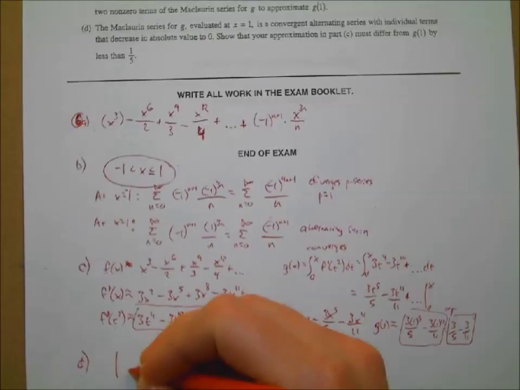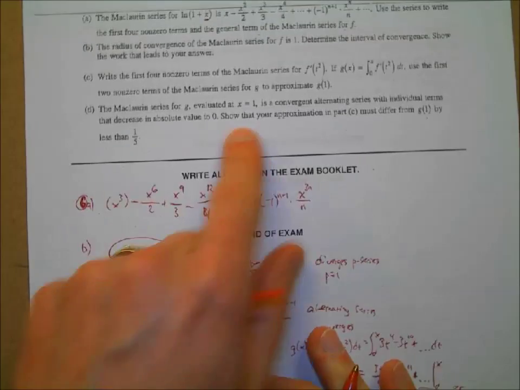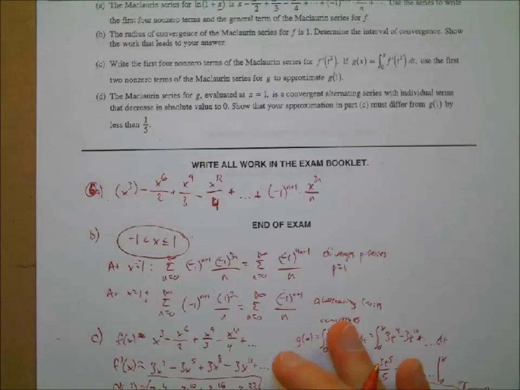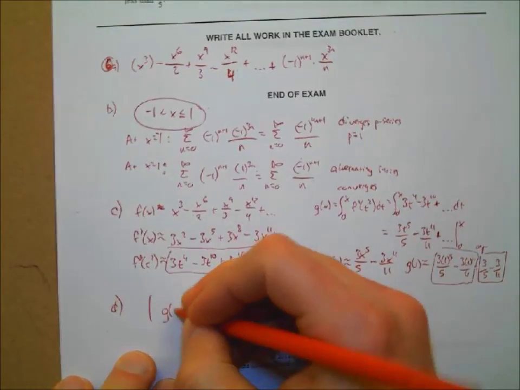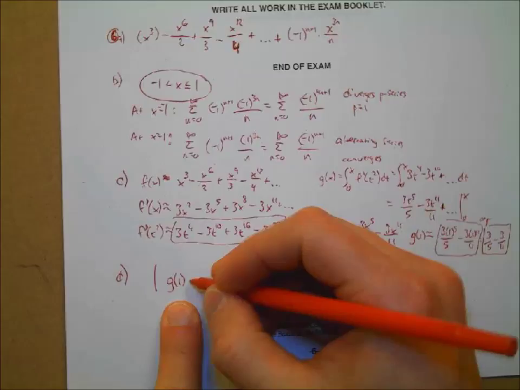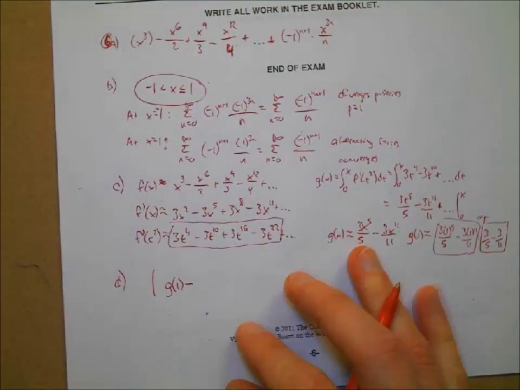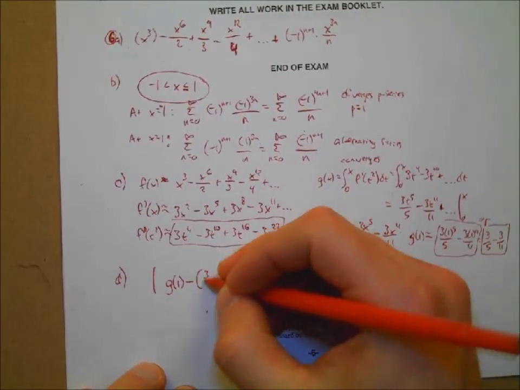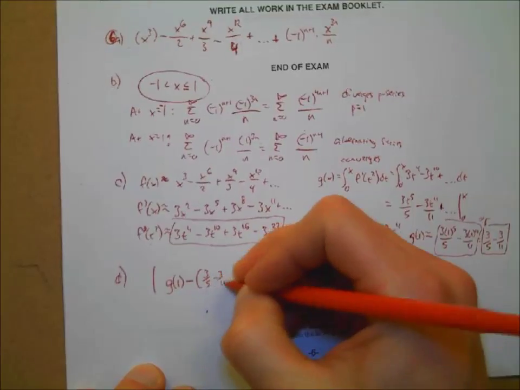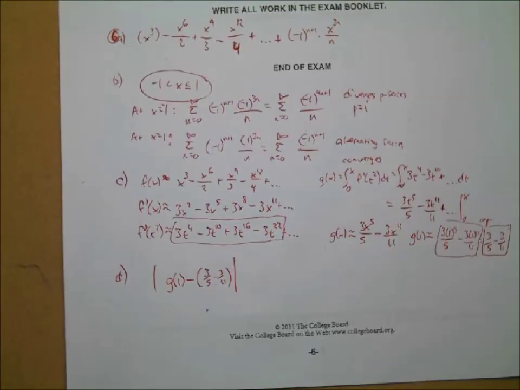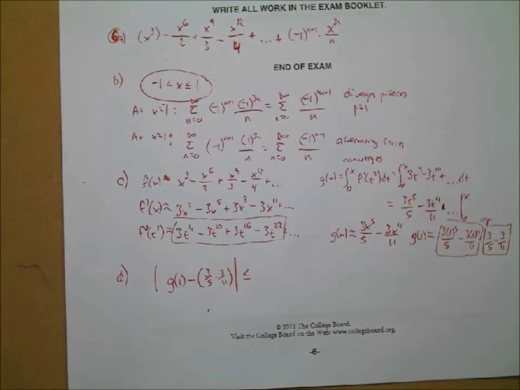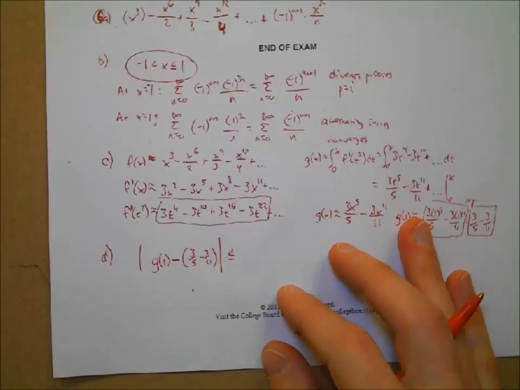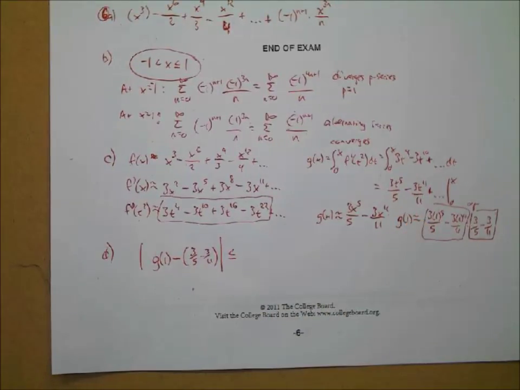So again, show that your approximation in part C must differ, that means the difference, from actual g of 1 by less than 1/5. So in other words, we're going to show here g of 1, actual g of 1 minus our approximation of g of 1, which is whatever this 3/5 minus 3/11 quantity is, okay? That difference, we want that to be less than or equal to 1/5. Well, we know by our error approximation, it must be less than or equal to the next term. What would our next term be here?